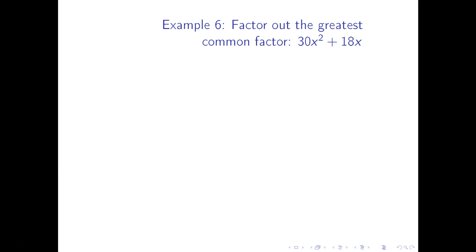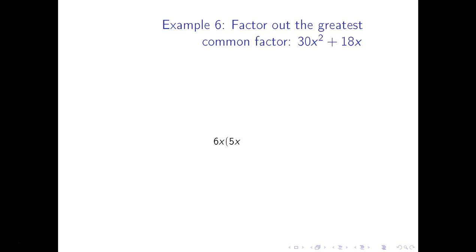So again, I want you to practice this. I want you to pause the video and factor out the greatest common factor of 30x squared plus 18x. Okay, so hopefully you found the greatest common factor first, and that turns out to be 6 is the number and x is the variable. So 6x is my greatest common factor.